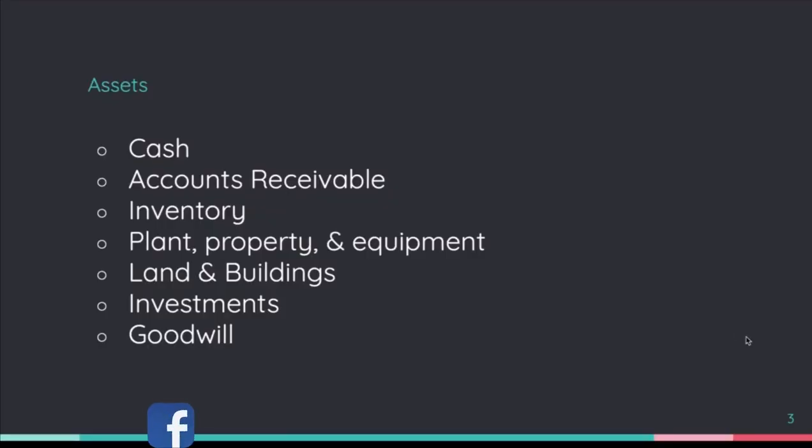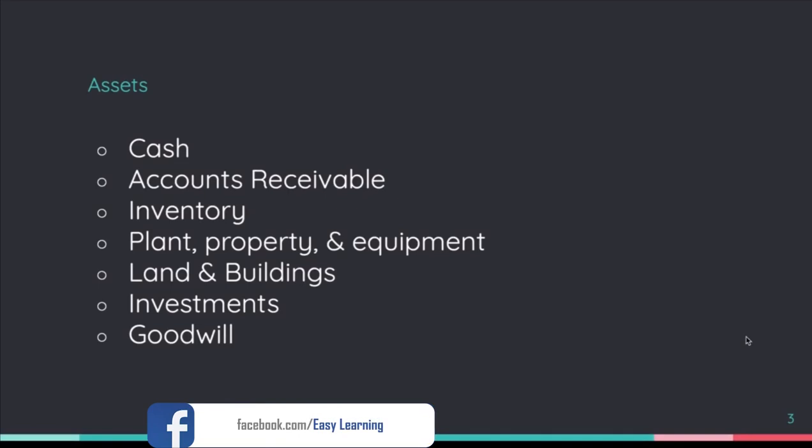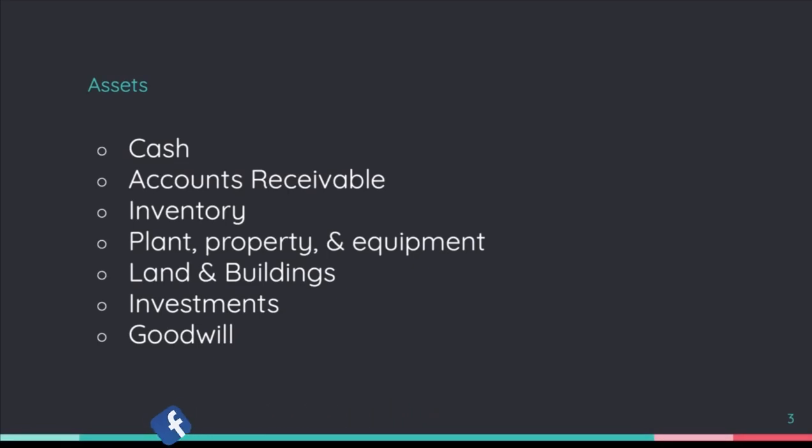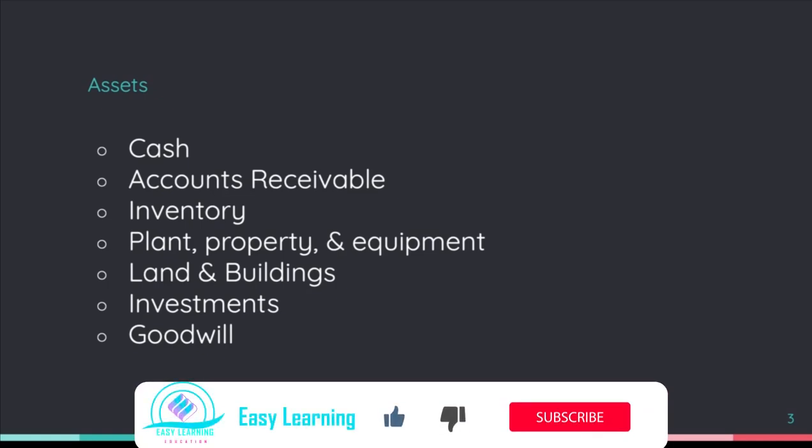Now let's expand a little more on assets. As I mentioned earlier in this video, an asset is something that a business owns and has economic value. Most of the assets that accountants work with are as follows: cash, accounts receivable, inventory, plant, property and equipment, land and buildings, investments, and goodwill. Now you definitely don't have to memorize these, but it's good to get familiar with these terms if you'd like to go more in depth into accounting.